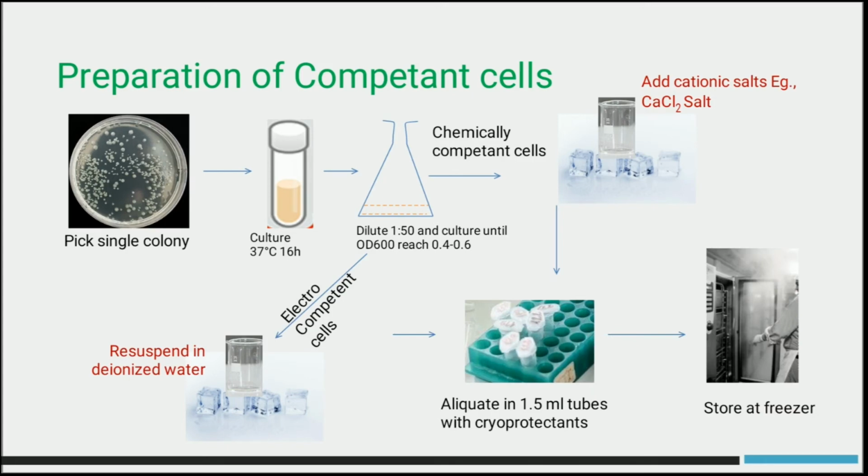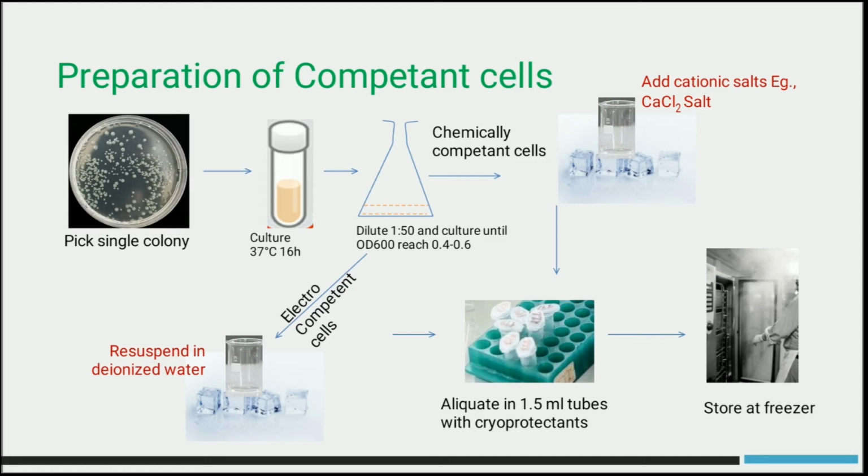Once we prepare the competent cells, they are aliquoted into Eppendorf tubes, approximately 50 to 100 microliters per vial, and we have to store them in the deep freezer at minus 80 degrees Celsius. To store them at minus 80, initially we place these cells at 4 degrees Celsius for 10 to 20 minutes, then keep them at minus 20 degrees Celsius for 2 to 4 hours, then we transfer them into the minus 80 degree refrigerator.